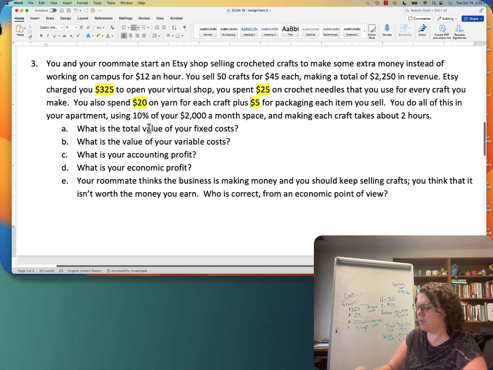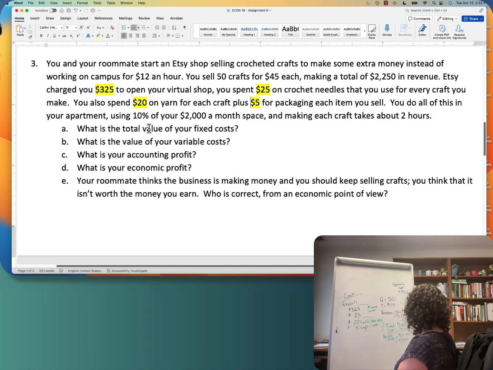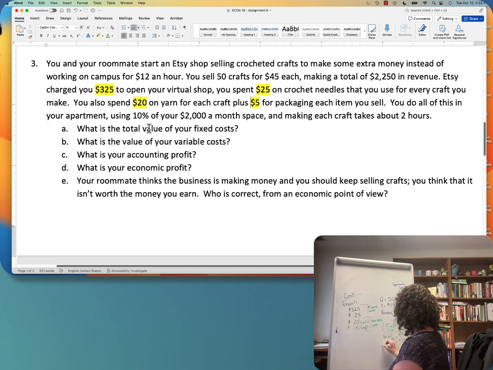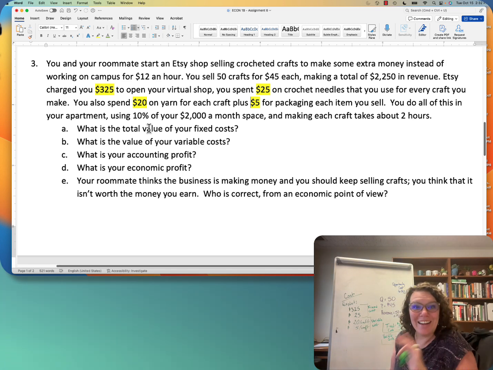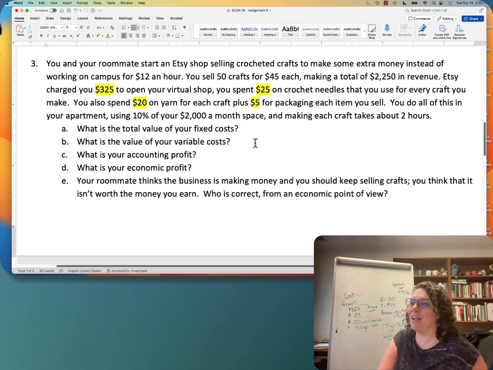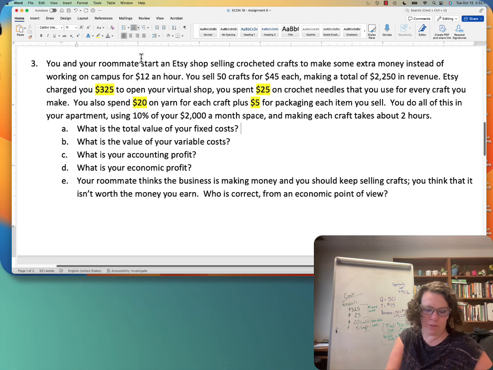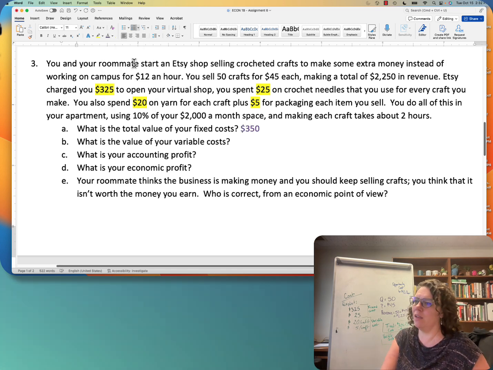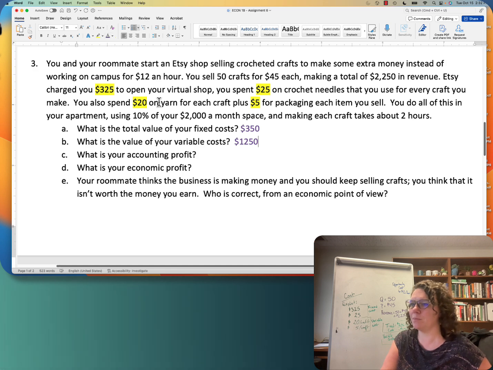Does that make sense? So now we've got our fixed costs here and our variable costs here. And that answers part A and part B, right? Our fixed costs are going to be a total of $350. And our variable costs are going to be a total of $1,250.